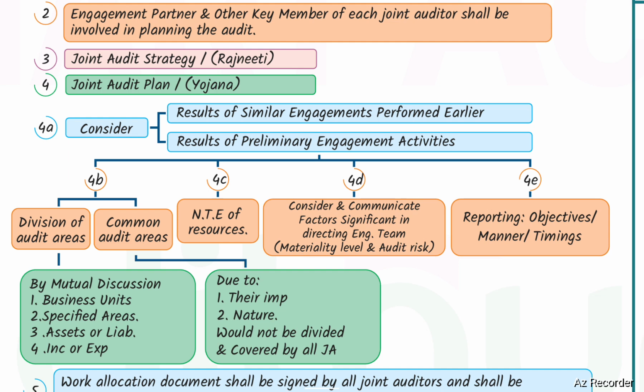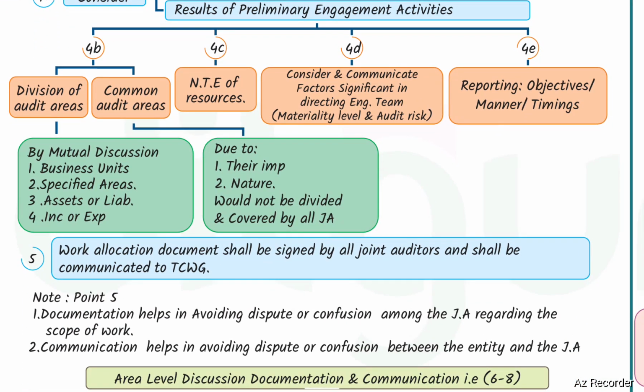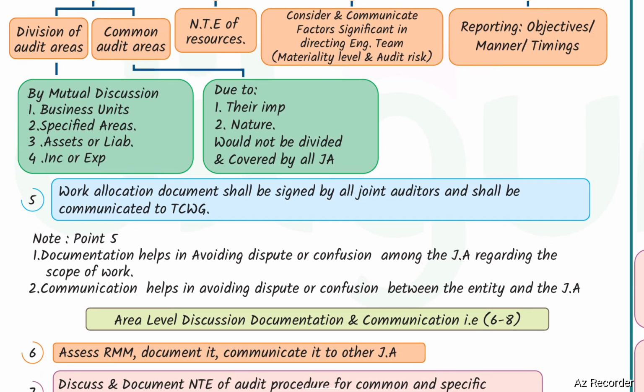Common audit areas are covered by all joint auditors. Consider the nature, timing, and extent of resources, and consider and communicate factors significant in directing the engagement team, materiality level, and audit risk. Reporting objectives, manner, or timings need to be considered. The work allocation document shall be signed by all joint auditors and shall be communicated to those charged with governance. Documentation helps in avoiding dispute or confusion among the joint auditors regarding the scope of work. Communication helps in avoiding dispute or confusion between the entity and the joint auditors.